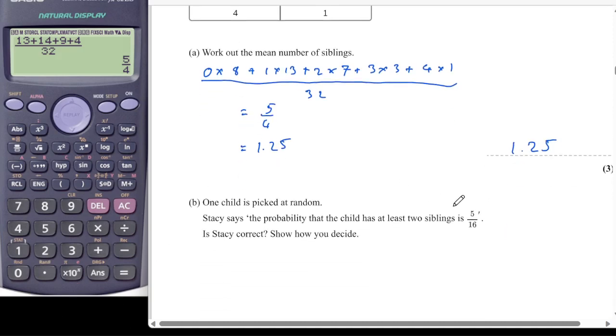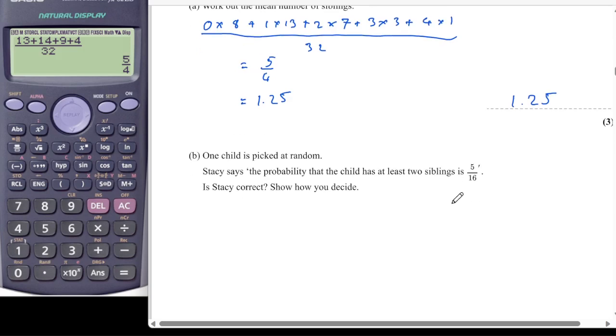So for part B, a child is picked at random. Stacey says the probability that the child has at least 2 siblings is 5 over 16. Is Stacey correct? Show how you decide. Well, she could be correct. 5 out of 16 is going to be equal to 10 out of 32. I've just converted it to 10 out of 32 just because I know there are 32 students in the class.